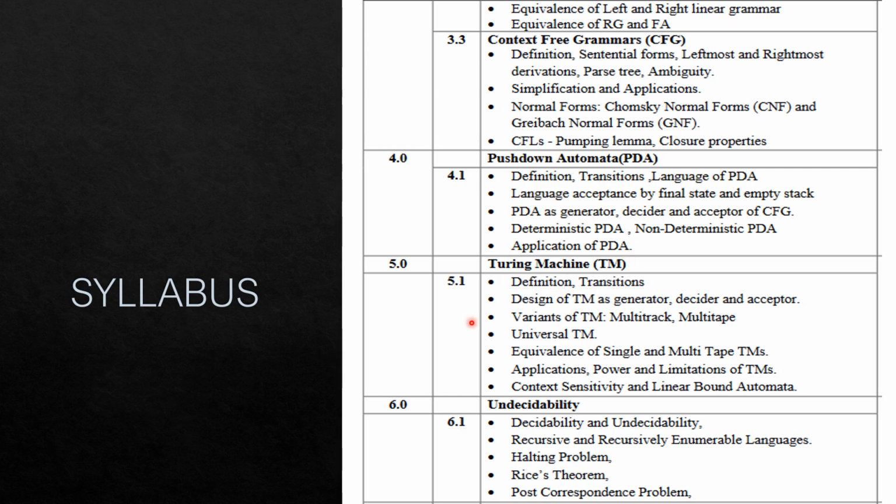In the fifth module, we'll be seeing the Turing machine, the machine which is the beginning of our modern day computers. Along with that, in the last module, we will be seeing the various drawbacks and the various problems that occur, which come under undecidability in the various machines.